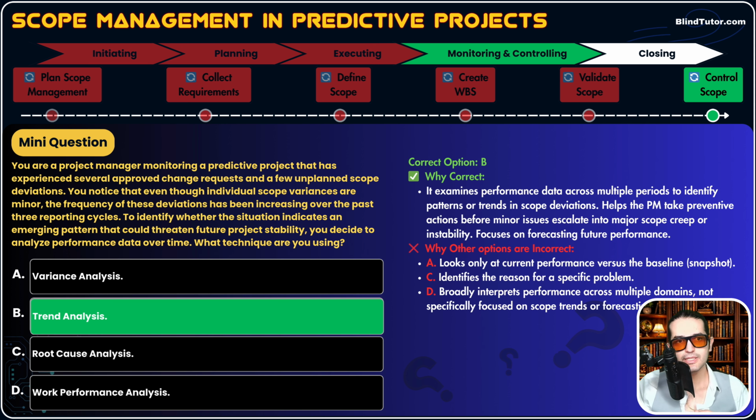Great. Now it's time to get into outputs. Okay, we've done control the scope. We've tried hard to protect our scope and make sure that all scope related changes are done in the right way. Now, as a result of doing this process, what documents will we update or create? Let's get to the outputs of the control scope process.